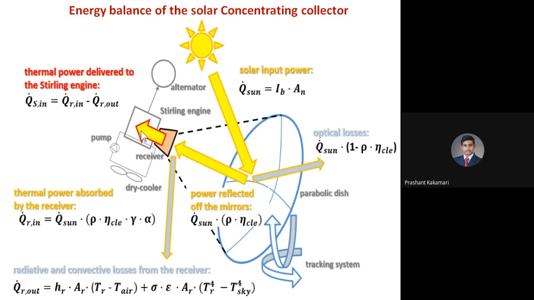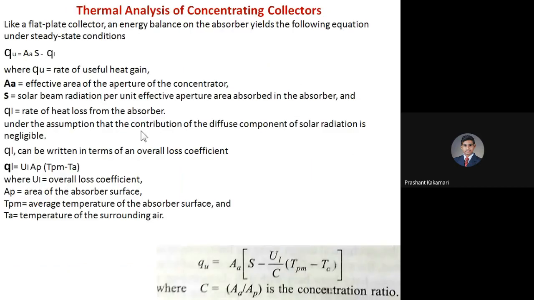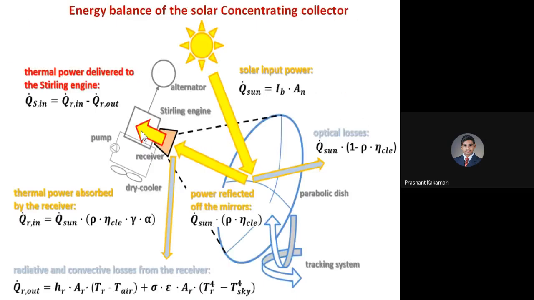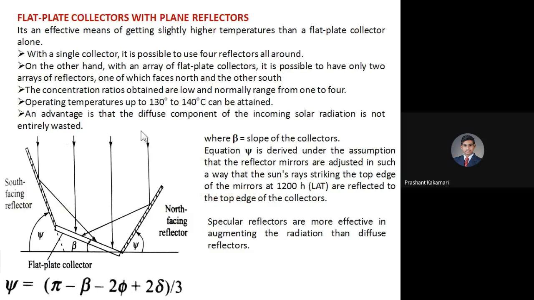So like this, we have seen the losses in solar concentrating collectors and how much useful heat gain is possible with respect to the concentration ratio. The more we increase the concentration ratio, the higher the useful heat gain will be. That we saw in the last class. Now today we will discuss how to convert a flat plate collector into a concentrating collector.